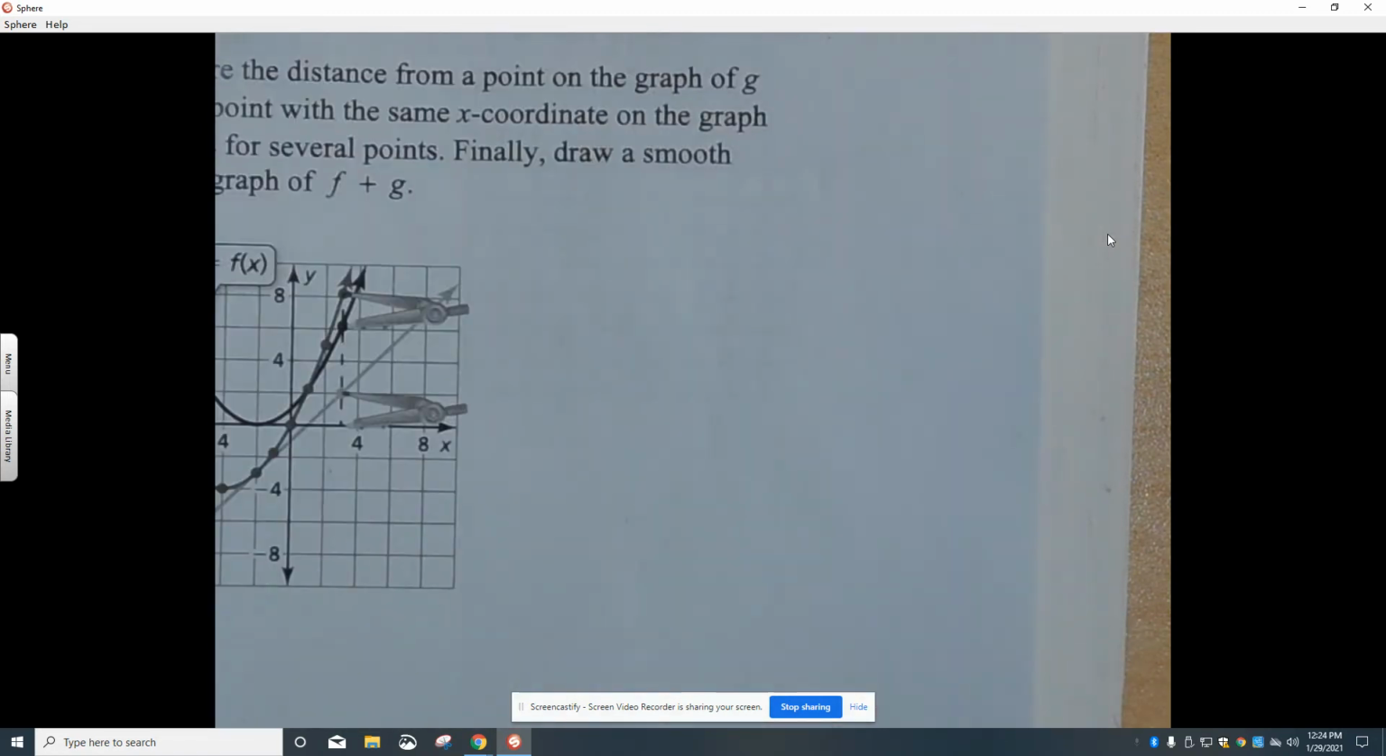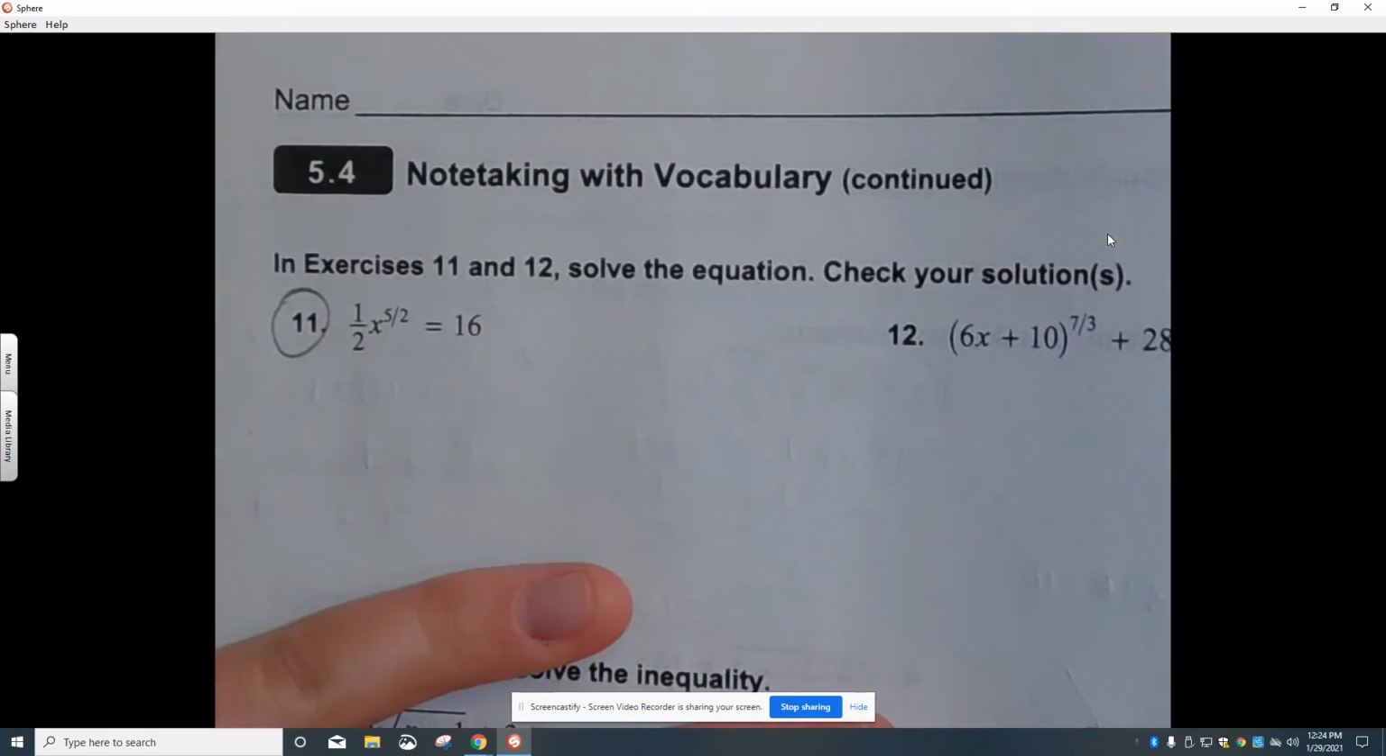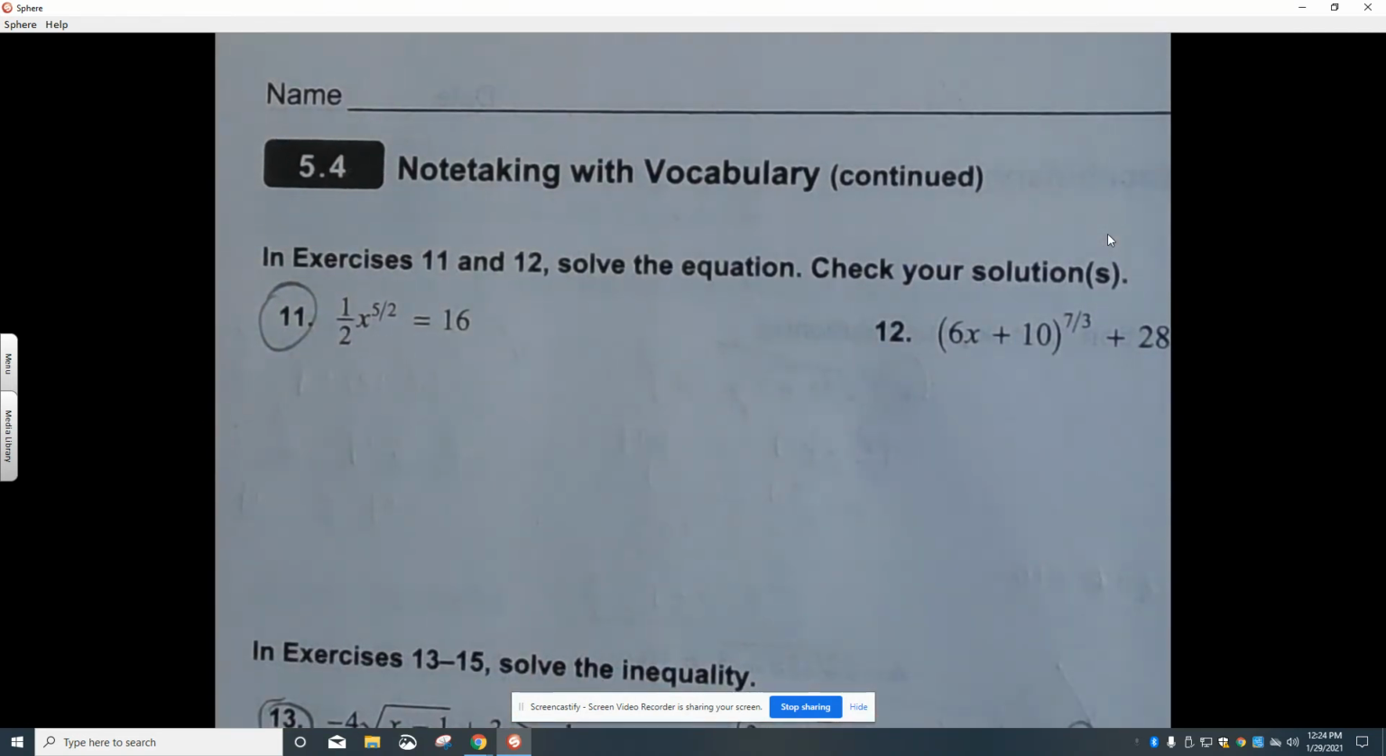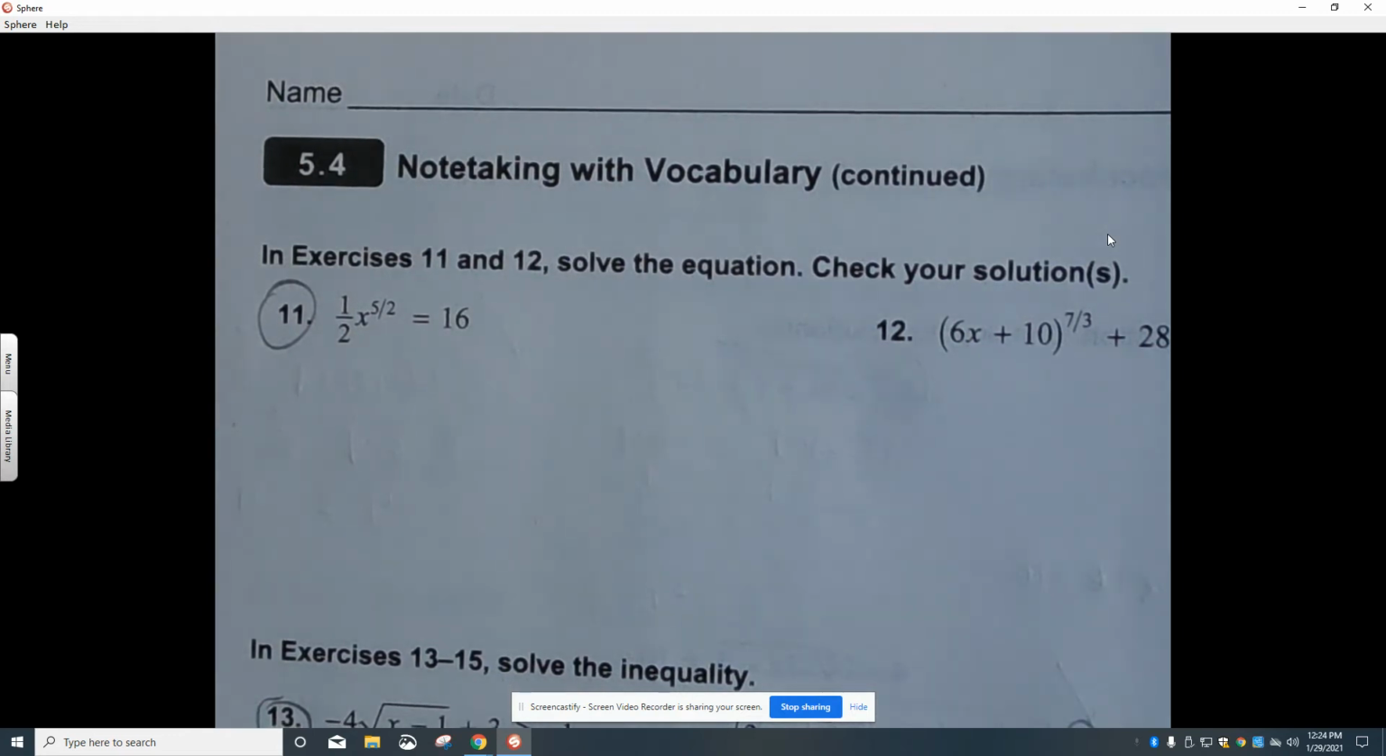Now we're going to look at what happens if we have a rational exponent. So a little bit different. Let me adjust my camera so you can see okay. We're going to look at number 11. This refers back to some of the concepts we learned on the first day, from 5.1. So if you want to use that as a reference, you can.